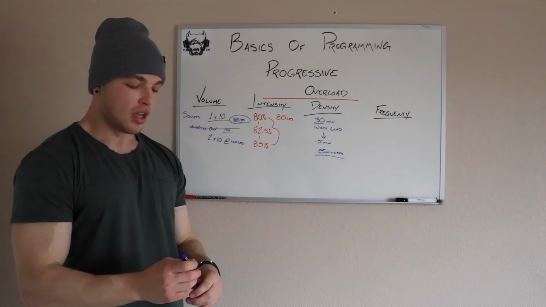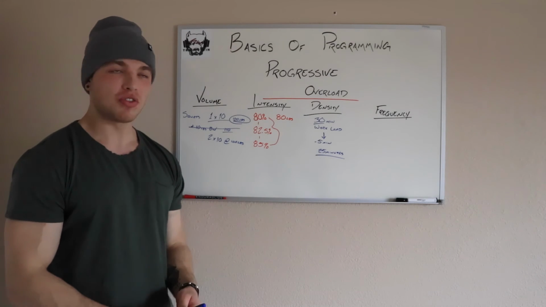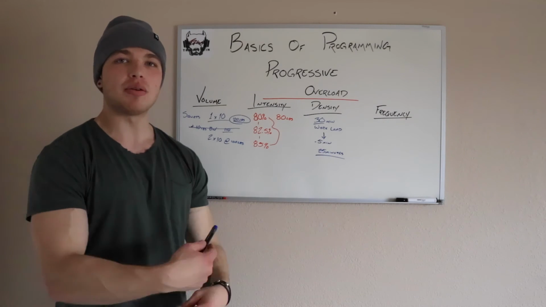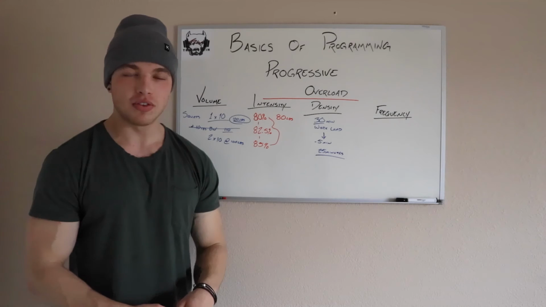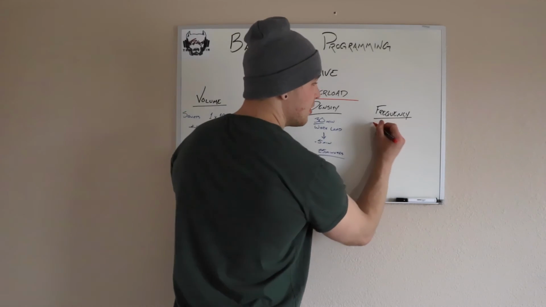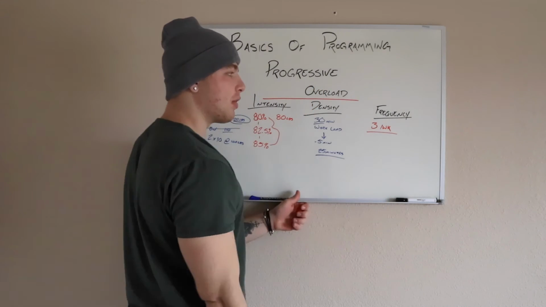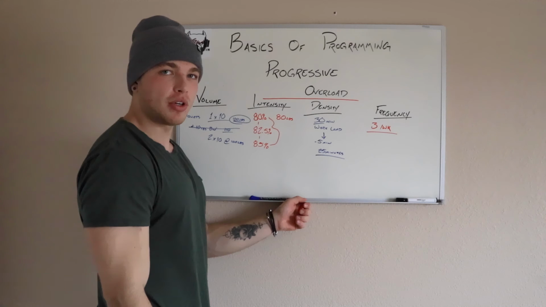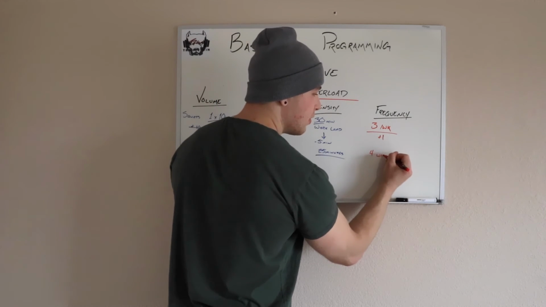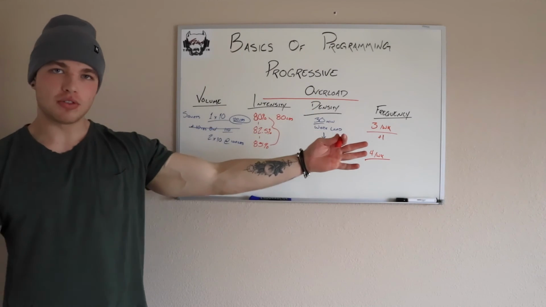Frequency is among the most simple to implement to achieve progressive overload. Again, frequency is defined by the amount of times that we're making it into the gym itself. So again, for example, say we're making it into the gym 3 times per week. If we want to progressively overload with our frequency, we simply throw in another training day. Now, we train 4 times per week. That's how we progressively overload.